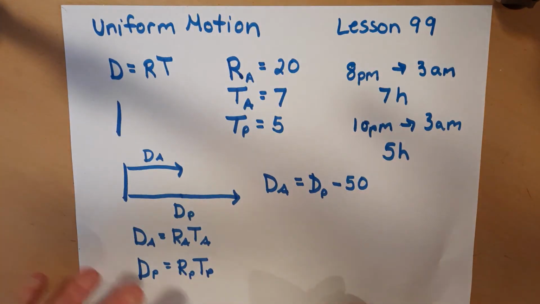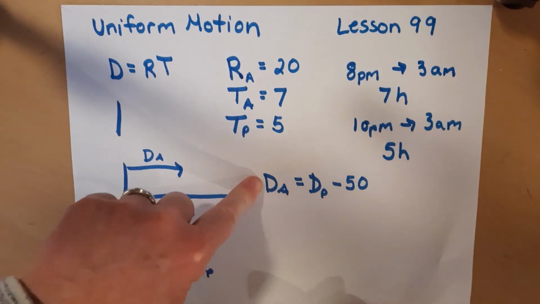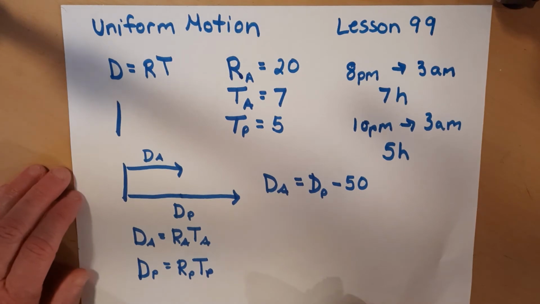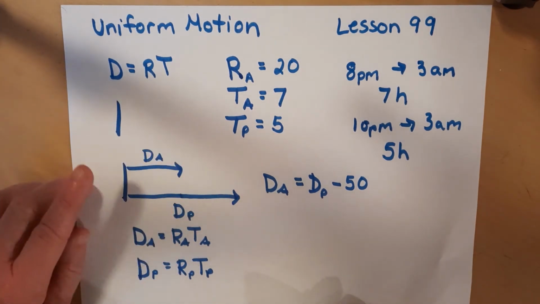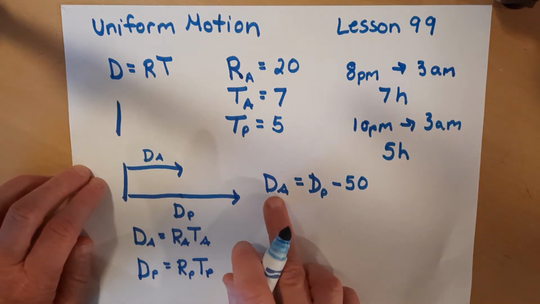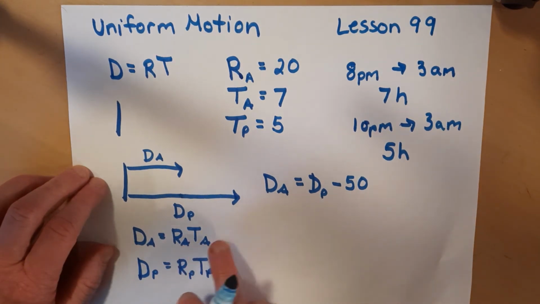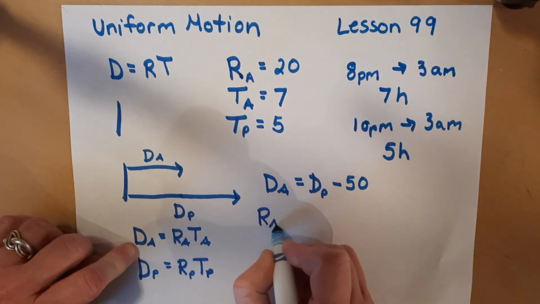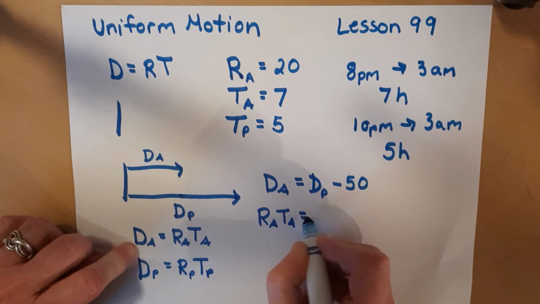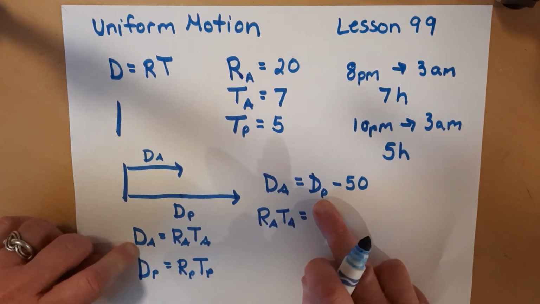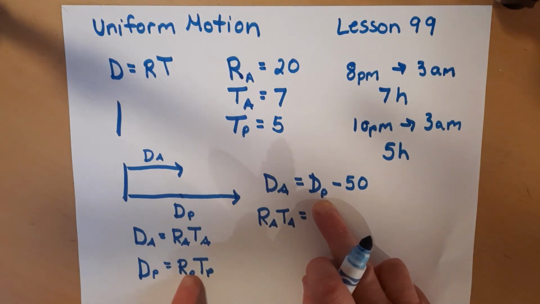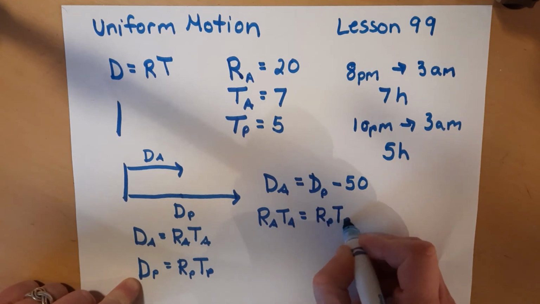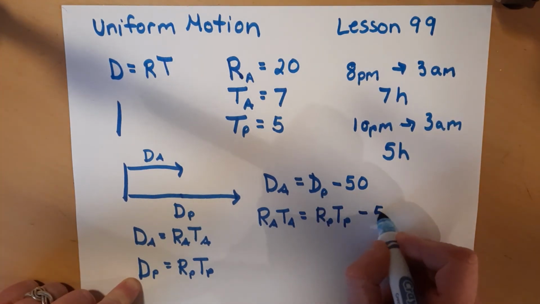Now we have all this information on our page, and we need to plug it into this basic formula in order to find it out. Just like in those word problems that we did, you have to get it down to an equation that has only one variable. Then you can solve it. So let's do that. We're going to substitute the rate of Achilles and the time of Achilles in for this dA because they're equal. That's the first step. We're going to do the same thing with the distance of Patroclus. We're going to substitute this in for that. So that equals the rate of Patroclus and the time of Patroclus. And then we have to keep this minus 50.